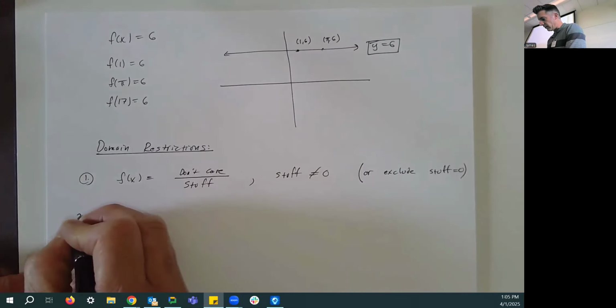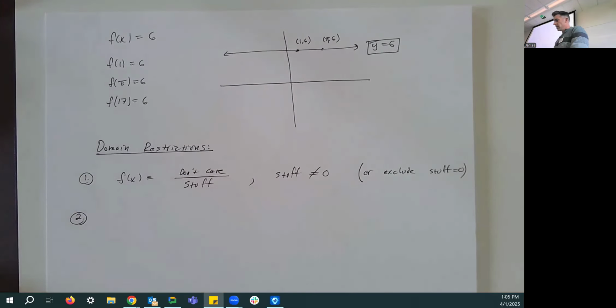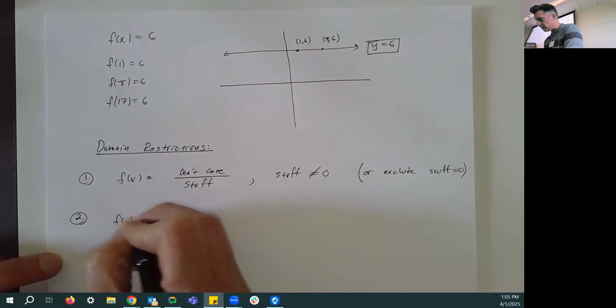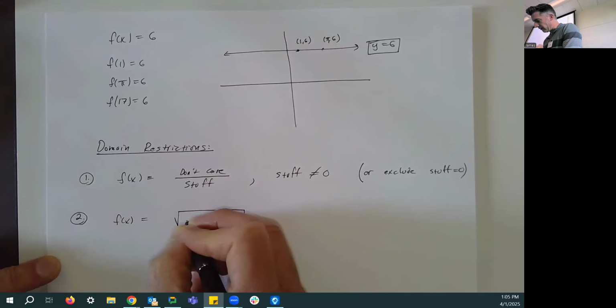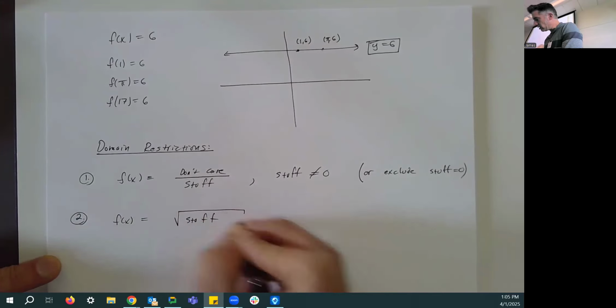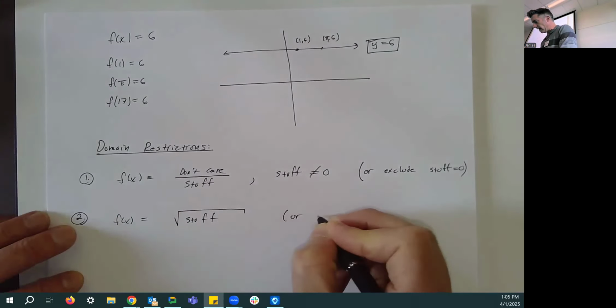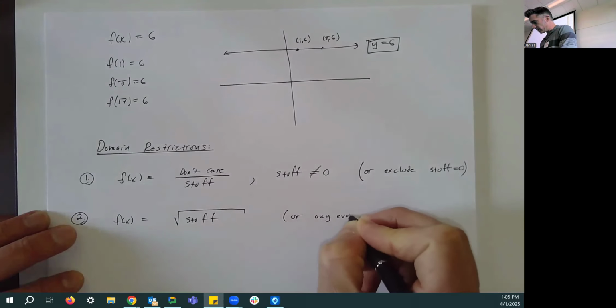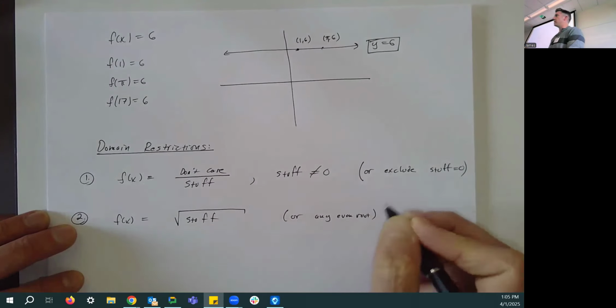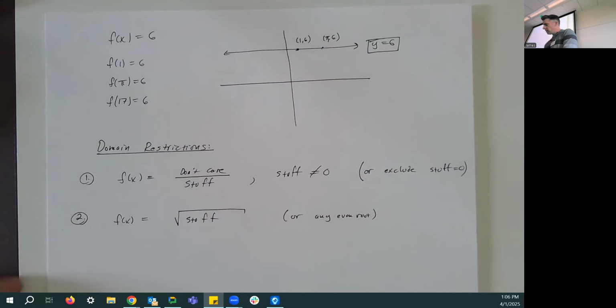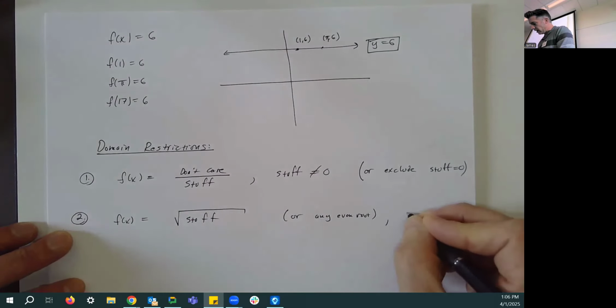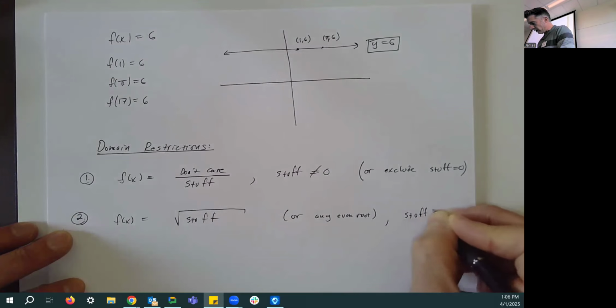The second thing we have to worry about is one we already did. It's if our function is the square root of some stuff. Square root's actually a little too restrictive. It can be any even root. So square root or any even root, 4th root, 6th root, 10th root, etc. Then we're going to say that the stuff has to be greater than or equal to 0.